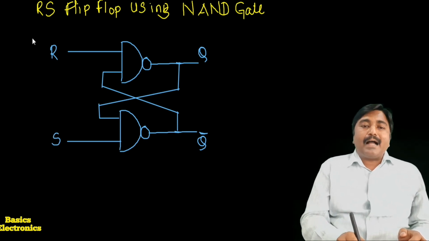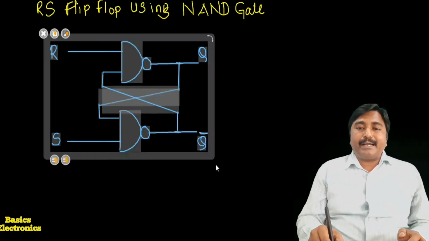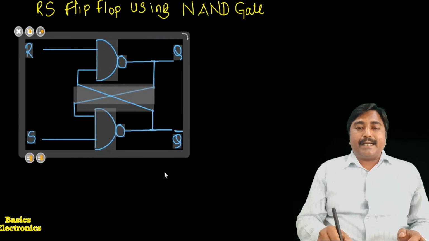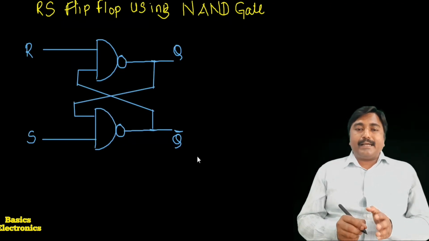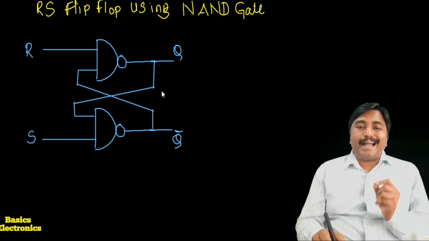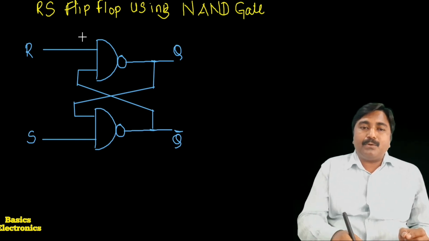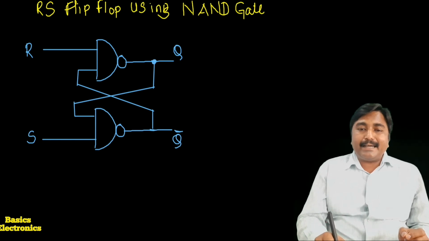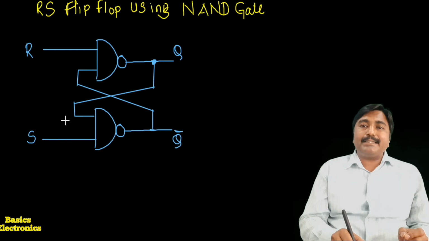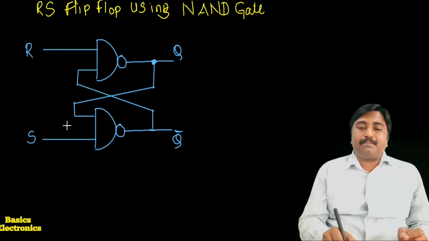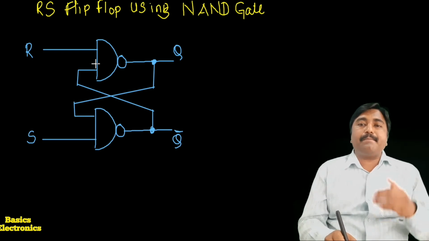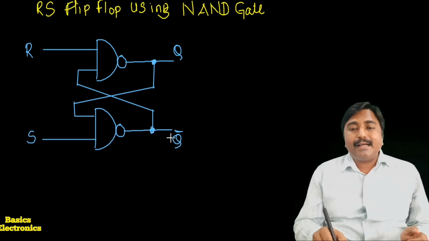Like the RS flip-flop using NOR gates, here also there is a cross-coupled construction. According to this construction, the output of the first NAND gate, Q, is applied as an input to the second NAND gate along with the S input, and the output Q bar is applied as an input to the first NAND gate along with the R input.